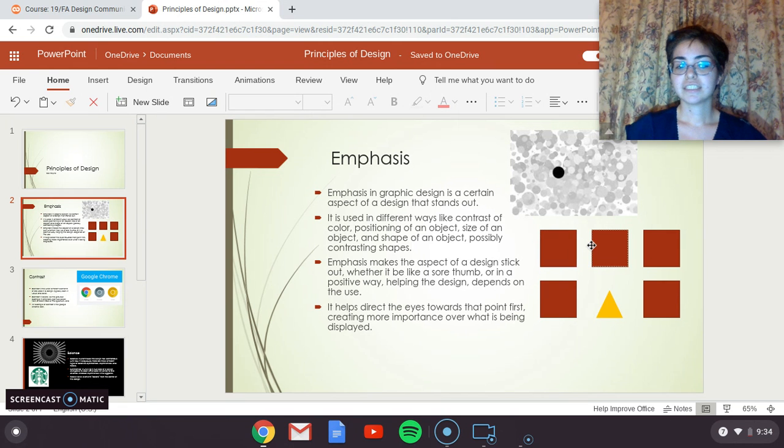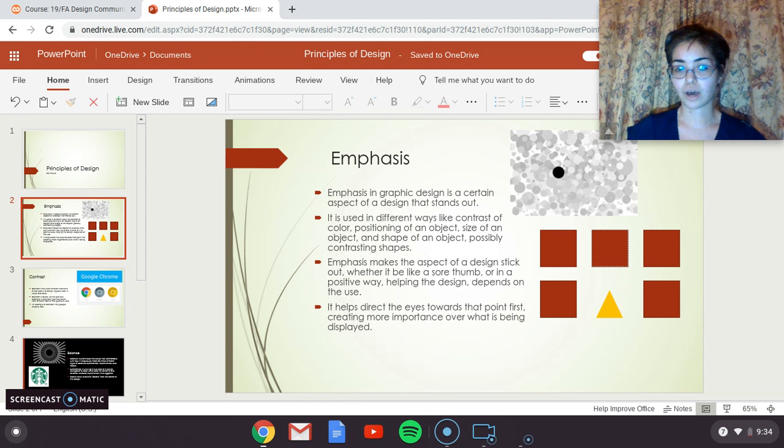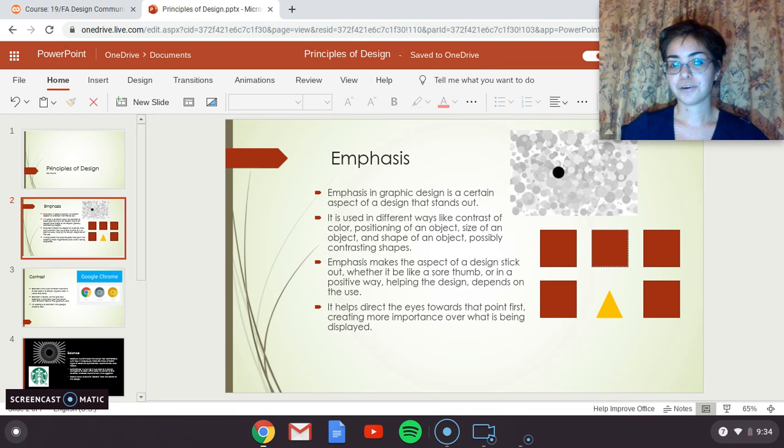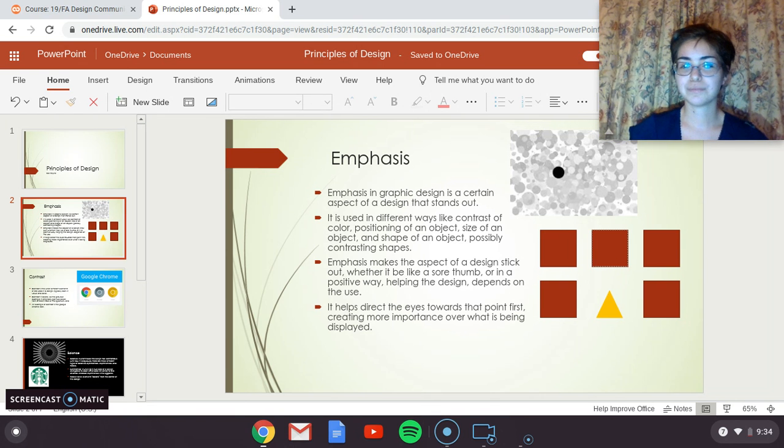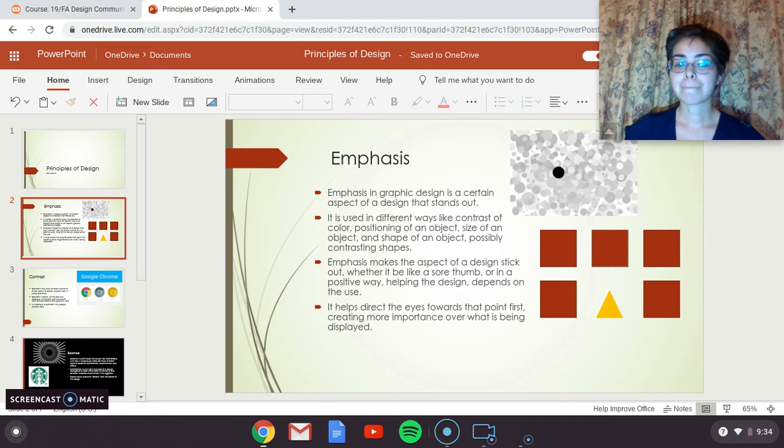It is used in different ways, like contrast of color, positioning of an object, size of an object, and shape of an object, possibly like contrasting shapes. Emphasis makes the aspect of a design stick out, whether it be like a sore thumb in a bad way or in a positive way by helping the design. It depends on the use. It helps to direct the eye towards that point first, creating more importance over what is being displayed.